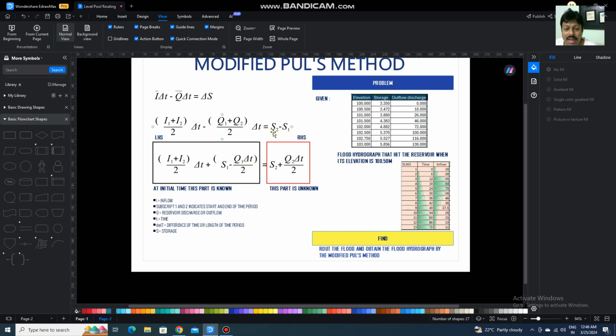And S2 minus S1, 2 and 1 is the same thing. S2 means storage at the ending time minus storage at the initial time. So S2 minus S1 is the storage which has changed due to the incoming flood within the time period of del T. From this equation you can arrange the same equation, this one, into this one.